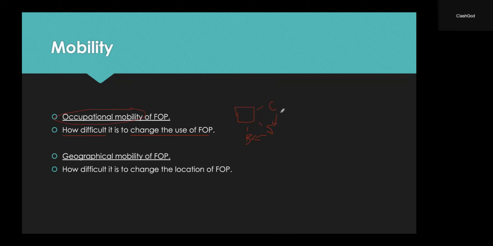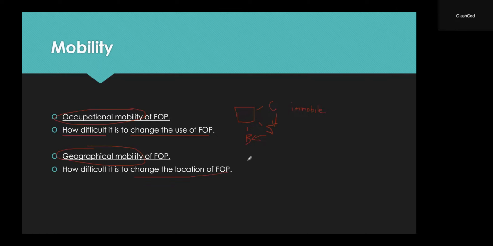If it is hard to change from producing clothes to socks, or to change the use of the FOP, that is called immobile. That means that this factor of production is immobile. But if it is easy to change, that factor of production is called occupationally mobile. So immobile means difficult to change, mobile means easy to change. And then geographical mobility just means how difficult it is to change the location of the FOP.